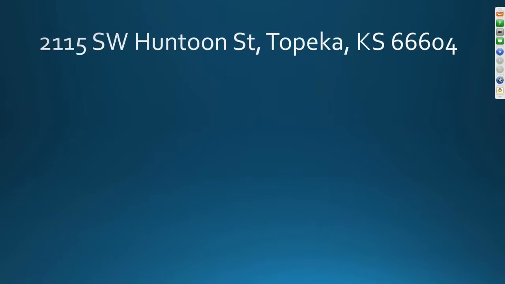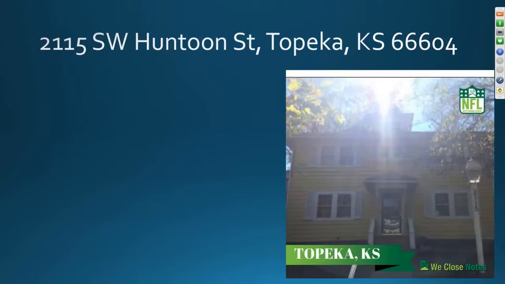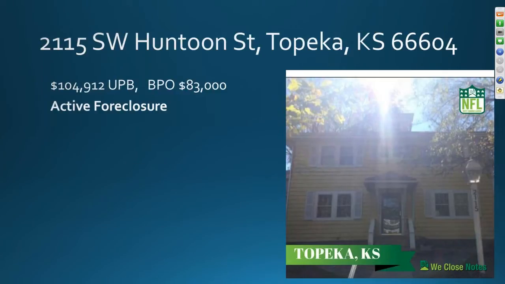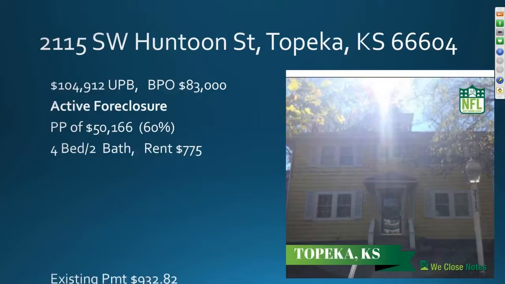Okay, Topeka, Kansas. People like Kansas because it's close to Missouri, although it's got a little longer foreclosure process than Missouri. Okay. Not a real good photo from the BPOs. The sun was shining, but you gotta love realtors. BPO came in at 83,000. UPB is 105 roughly. They're upside down, obviously. This is an active foreclosure. Purchase price of 50,000. Basically 60% of BPO. 4-bedroom, 2-bath. Rent 775. Existing payment is 932.82.